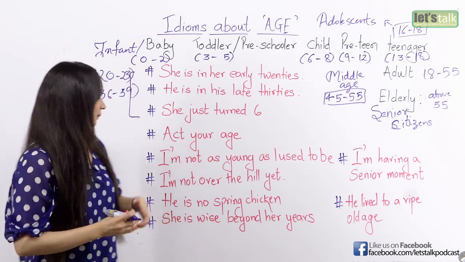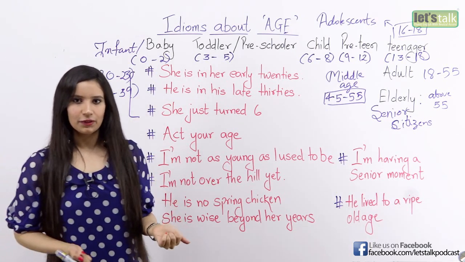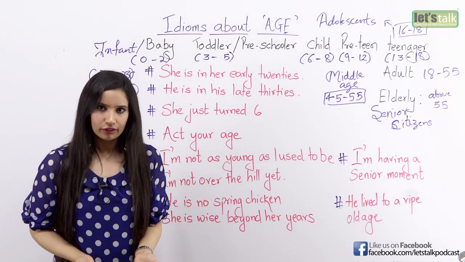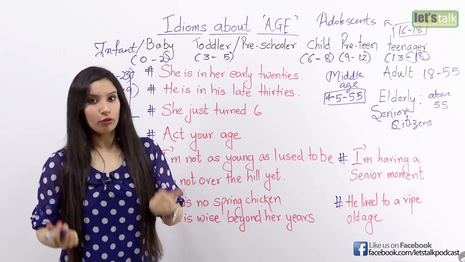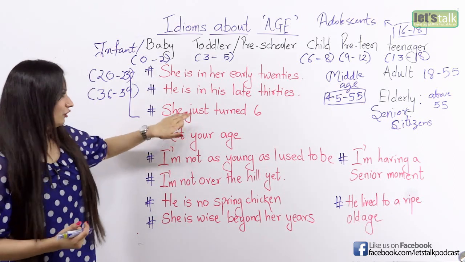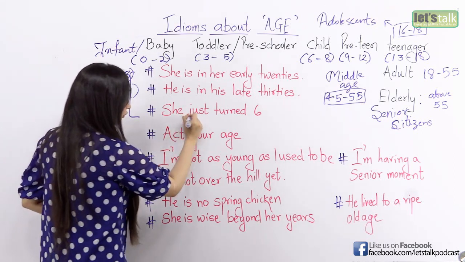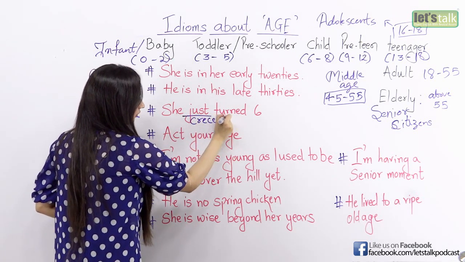Right, the third one here, if somebody asks you, how old is your daughter? What will you tell them? How will you tell them how old she is? You can always tell them that she just turned 6. Just here refers to the word recently.